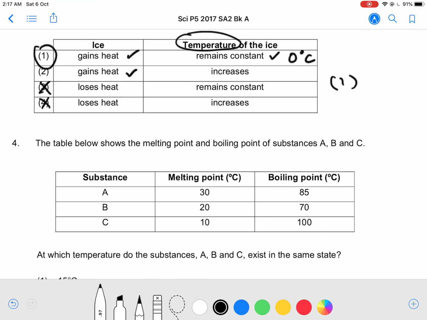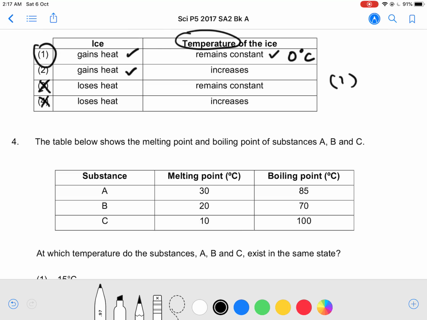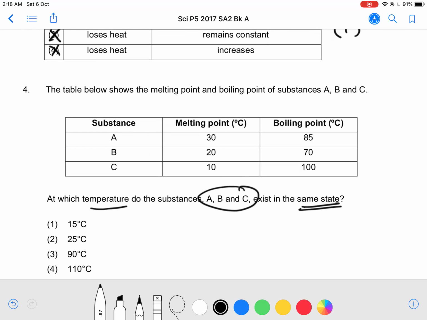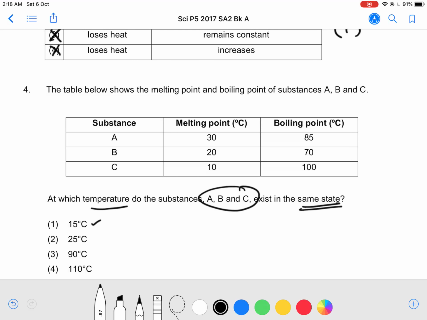Now the table below shows the melting point of substances A, B, and C. At which temperatures will A, B, and C be in the same state? Now we have to go option by option. If it is 15, this is where 15 will be. If you remember, it's like our number line.